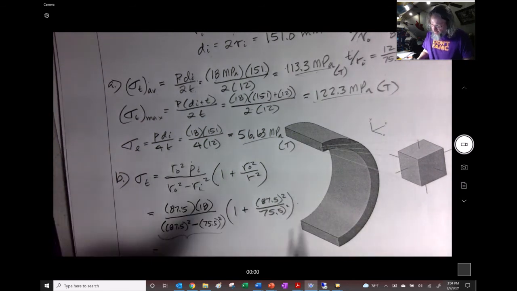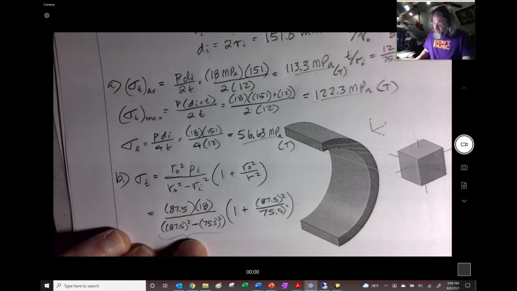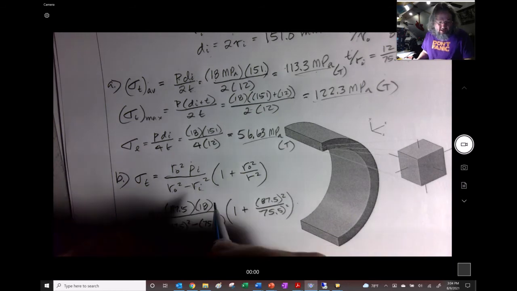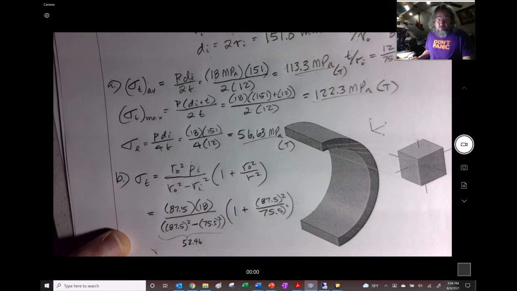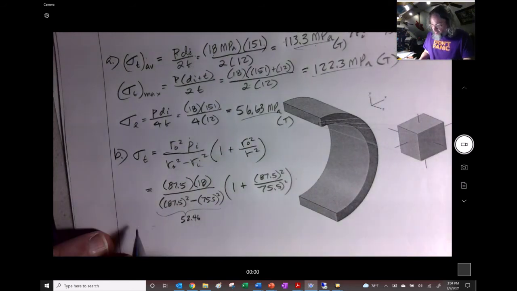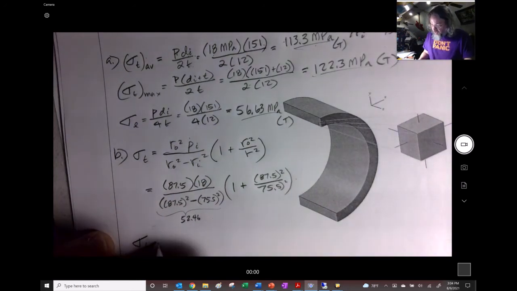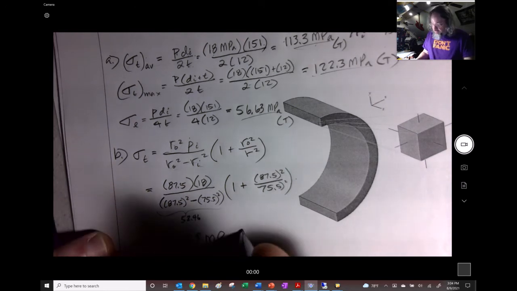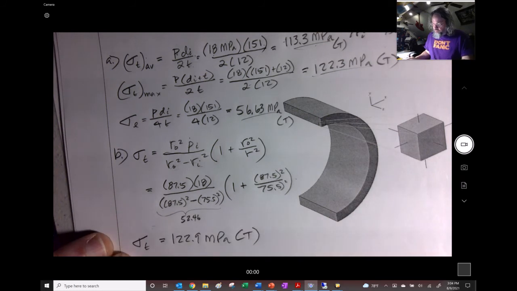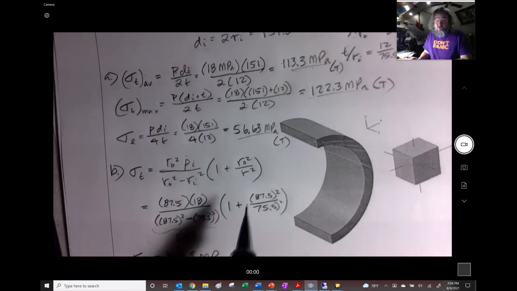And what we end up finding, whoops, I don't want to make it look like this right here. I can say that right there is going to be 52.46, that's what that answer is. But I'll say that my tangential stress on the inside surface is going to be 122.9 megapascals in tension. And compare that to what this one said.